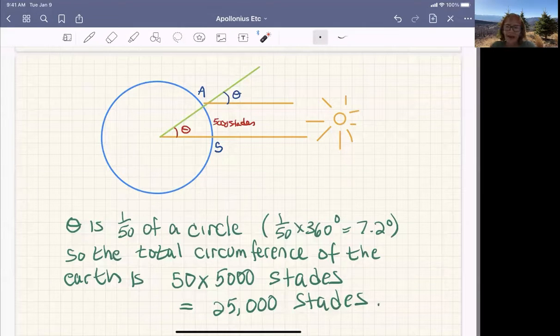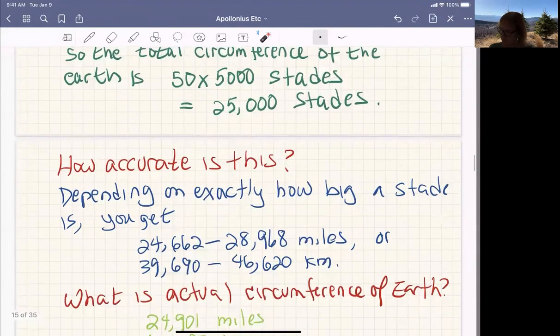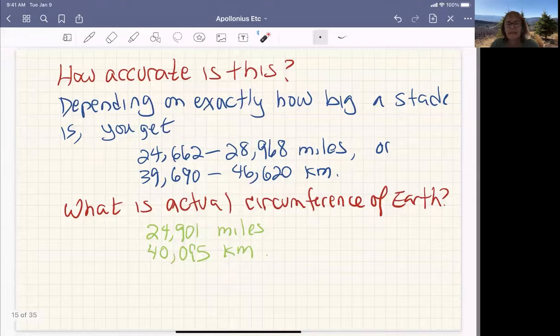Now, of course, the question we have is, how accurate is that? Well, it's going to depend on exactly how big a stade is. And depending upon the answer to that question, and there's going to be a range of answers, you're going to get between 24,000 to 28,000 miles, or 39,000 to 46,000 kilometers.